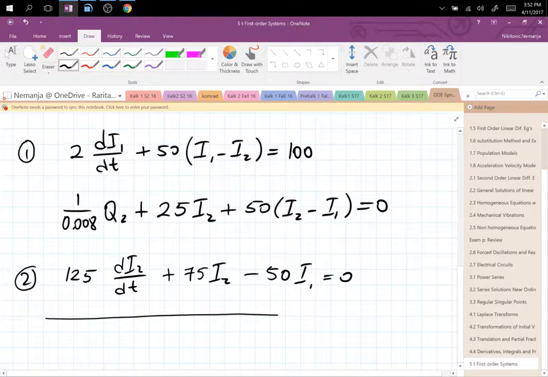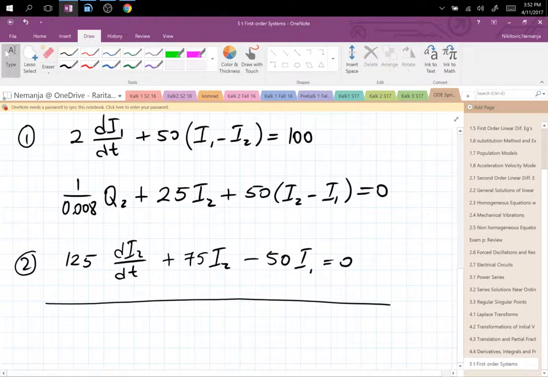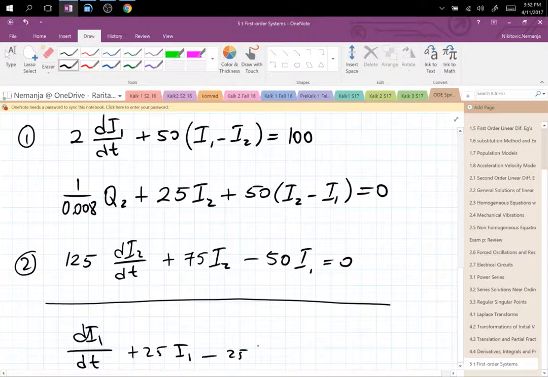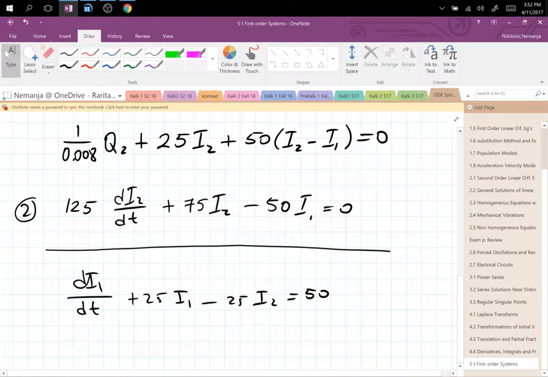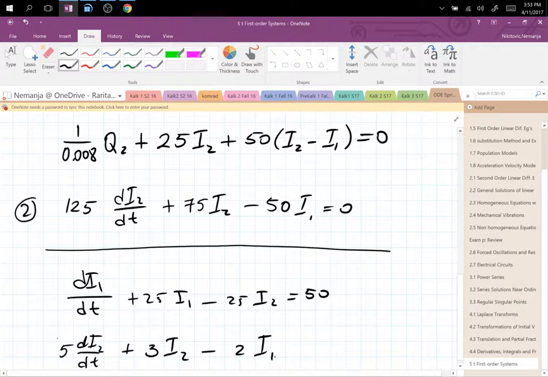Okay, now let's clean them up. The top equation can be divided by 2. So I have di1 over dt plus 25I1 minus 25I2 equals 50. And the second equation is divisible by 25. So that would be 5 di2 dt plus 3I2 minus 2I1, I should have swapped them, equals 0.